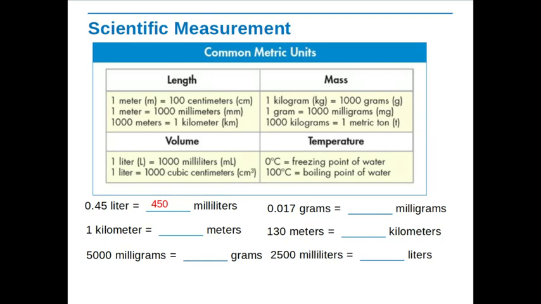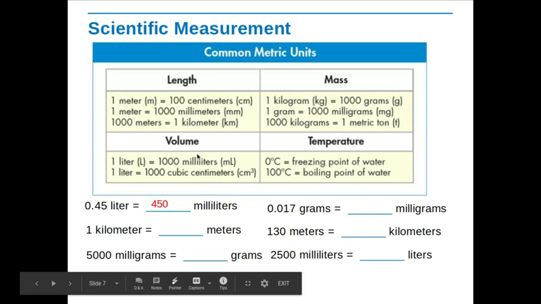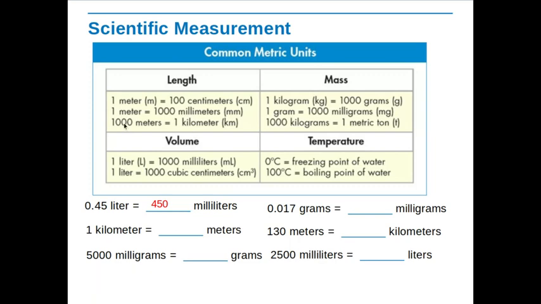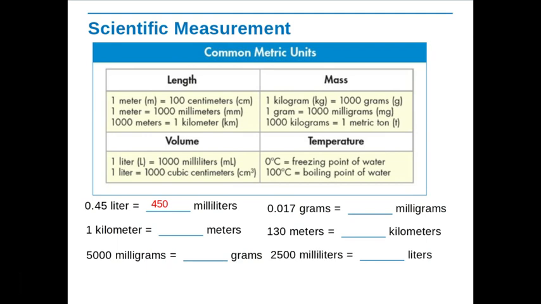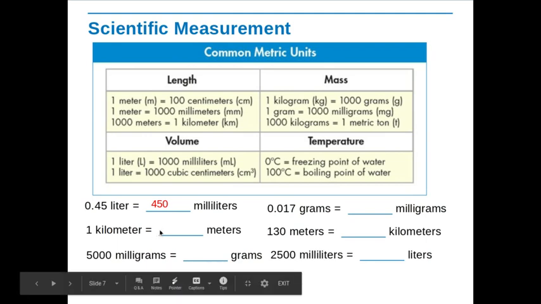Let's look at the next one. 1 kilometer is how many meters? Well, let's go up here and look. There are 1,000 meters in 1 kilometer. So this is pretty easy. What would I have to do to kilometer? I can multiply it by 1,000. 1 times 1,000 is going to get me 1,000.